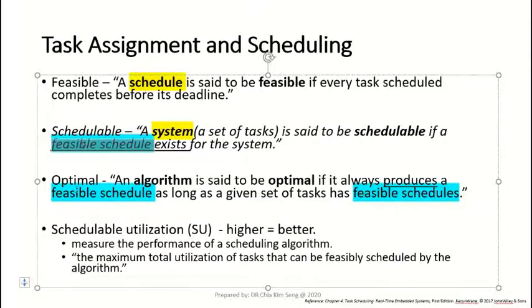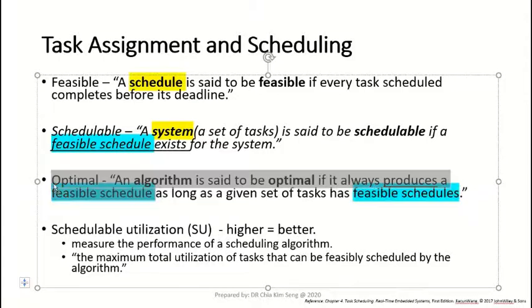Next is about optimum. Optimum we use to describe an algorithm. Is the RM algorithm optimum? It's not optimum actually, because it does not always produce a feasible schedule, but sometimes it does produce a feasible one. So to have an optimum algorithm is quite tough.